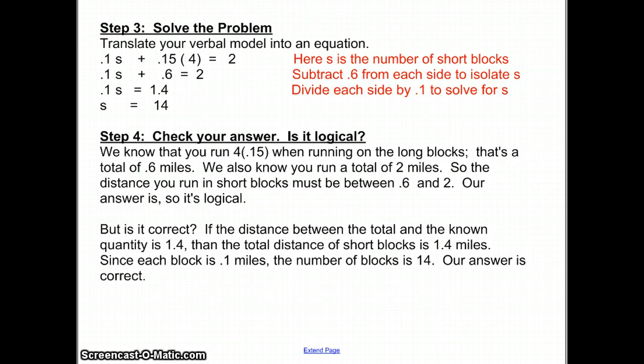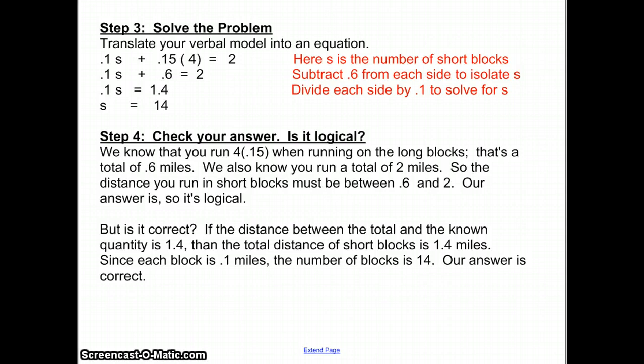Now check your answer. Does it make sense in this last step? We know that you ran 4 of the long blocks, so that's 0.6 miles. And we know you run a total of 2 miles. So the distance you run in short blocks has to be between 0.6 and 2. It can't be the total, and it can't be the other one.